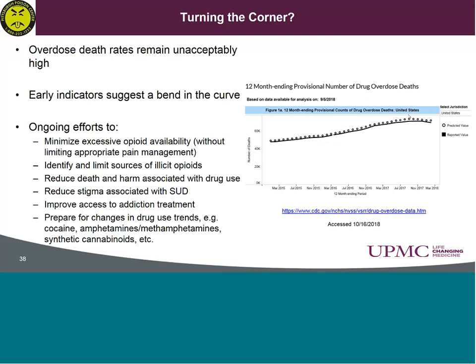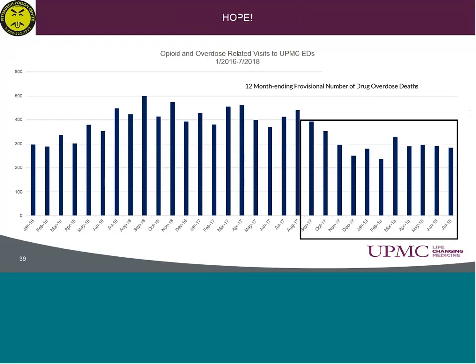Reducing harm, with naloxone and other measures like fentanyl test strips, potentially discussion of injection sites and so forth. Reducing the stigma, and that's going to be super important across medicine, but just generally across our culture. Improved access to addiction treatment, and then preparing for inevitable changes. Cocaine, amphetamines, methamphetamines, synthetic cannabinoids have all been on the rise over the last few years, but have been largely under-recognized because of the ongoing terror of opioids. So just things to keep in mind. And this is what we've seen locally, that same reduction in ED visits related to opioids.